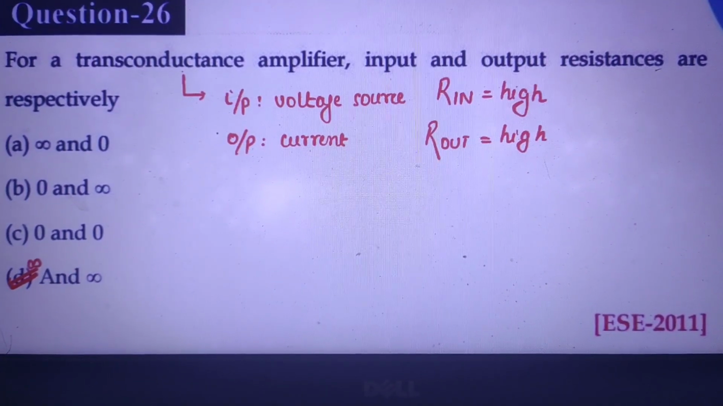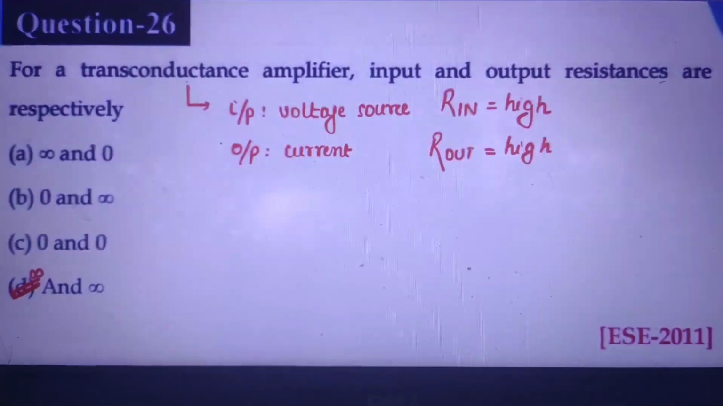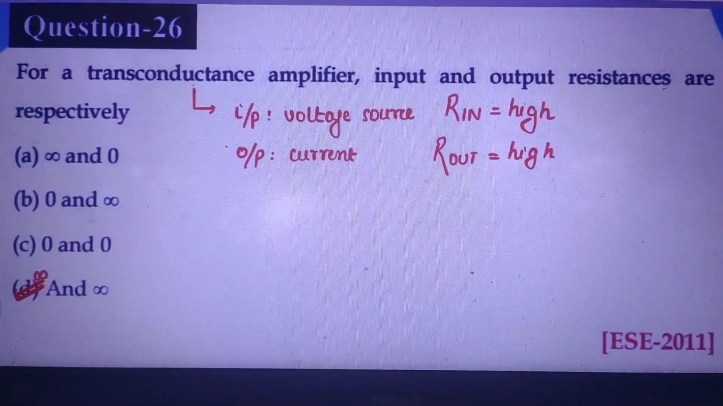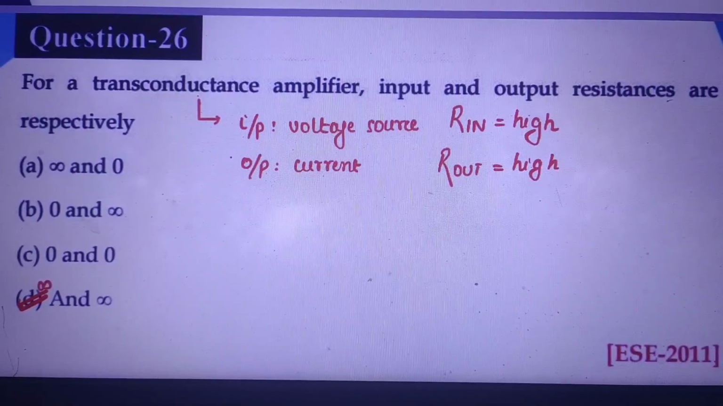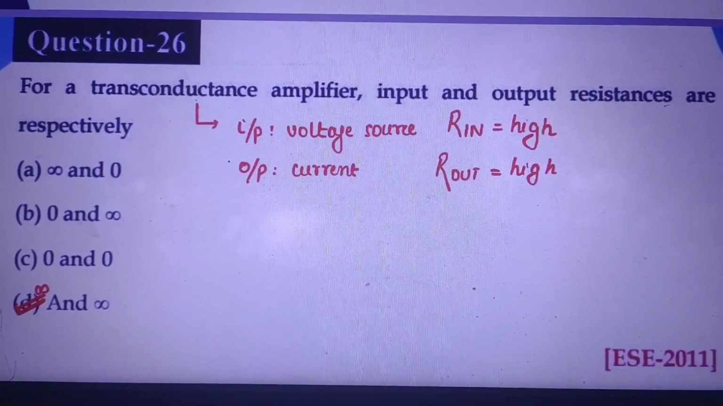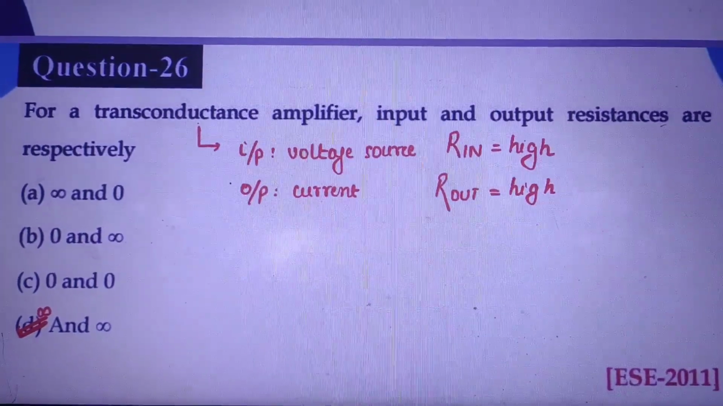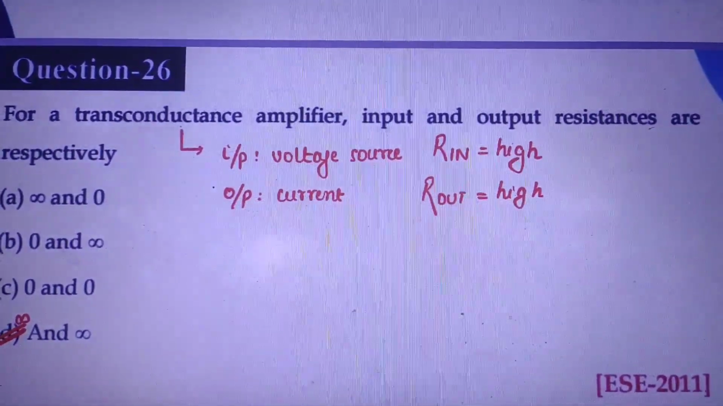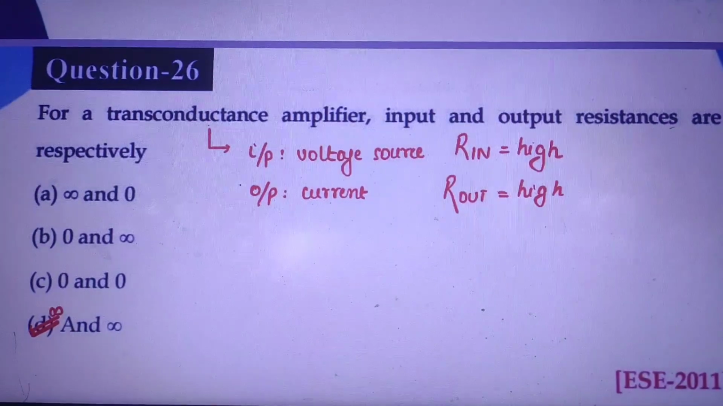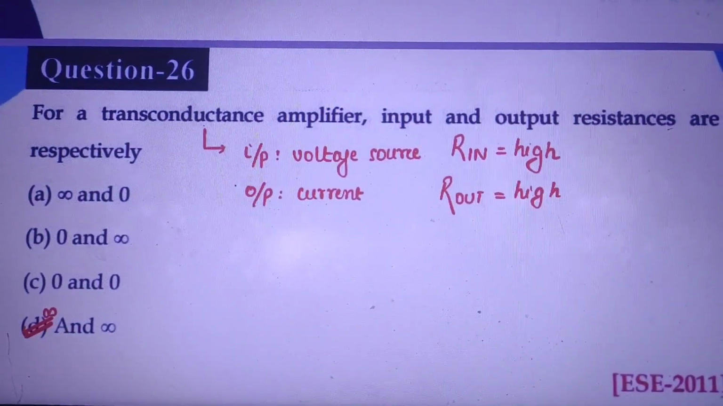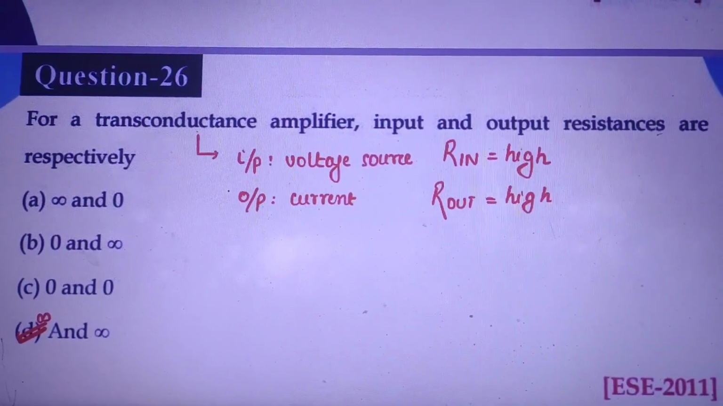For a transconductance amplifier, the input and output resistances are: the input acts as a voltage source, so it has high resistance, and the output is also high. Remember, there are 4 types of amplifiers: first, trans resistance amplifier; second, current amplifier; third, voltage amplifier; fourth, transconductance amplifier.